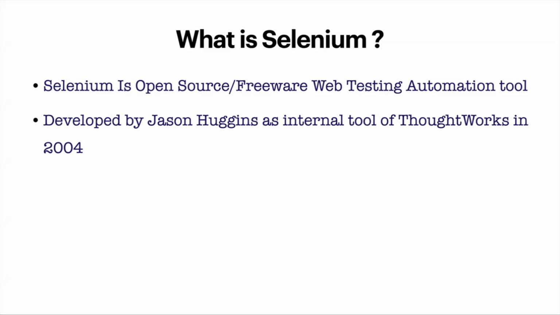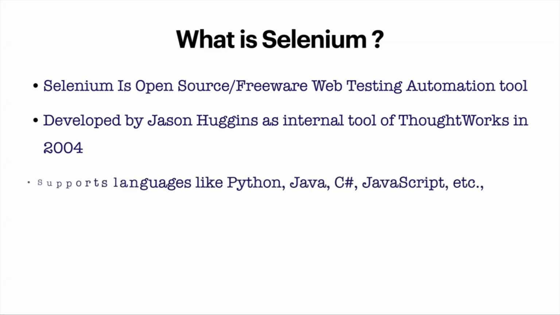We have got various versions so far, and Selenium also comes with different languages. Selenium comes with Python, Java, C Sharp, JavaScript, or some other languages. But these are the major languages generally used across the globe.